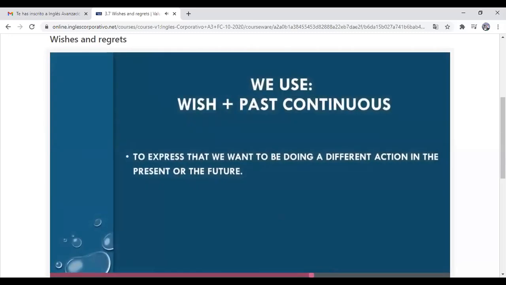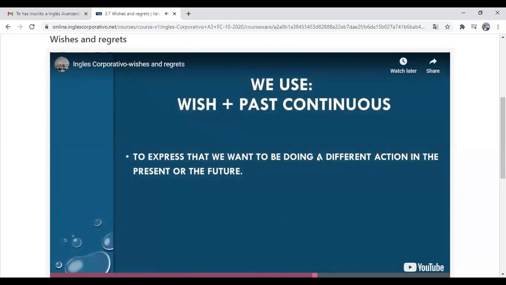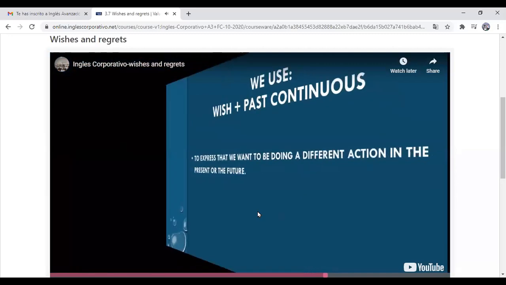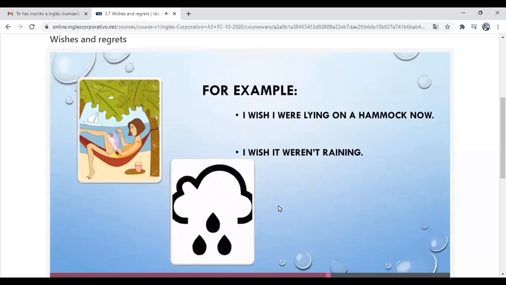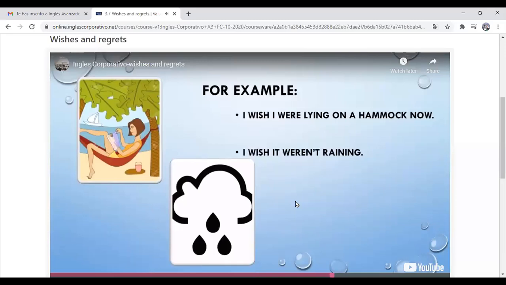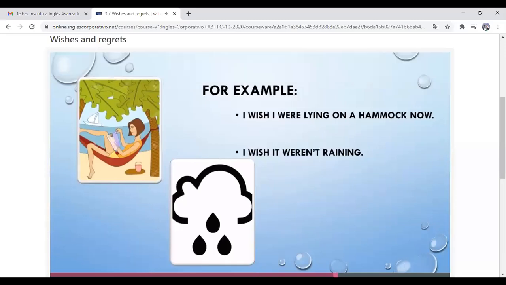We use wish plus past continuous to express that we want to be doing a different action in the present or the future. For example, I wish I were lying on a hammock now. I'm sitting in the office. I wish it weren't raining. It is raining.